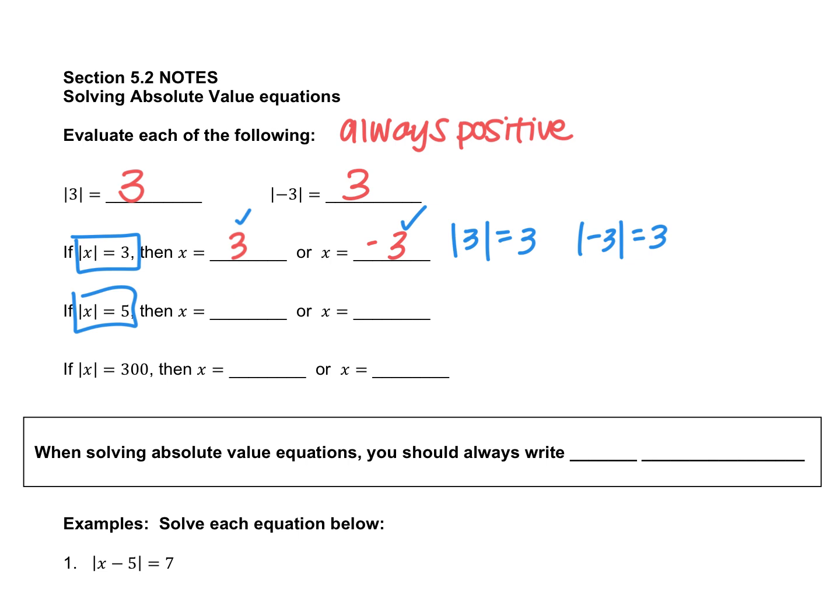So if I had x equals 5, my x could be a positive 5, but it could also be a negative 5, right? If I have absolute value of 300, I could have a positive 300 or a negative 300 in the absolute value. Because no matter whether I take the absolute value of 300 or the absolute value of negative 300, I'm still going to get a positive 300 as my answer, okay?